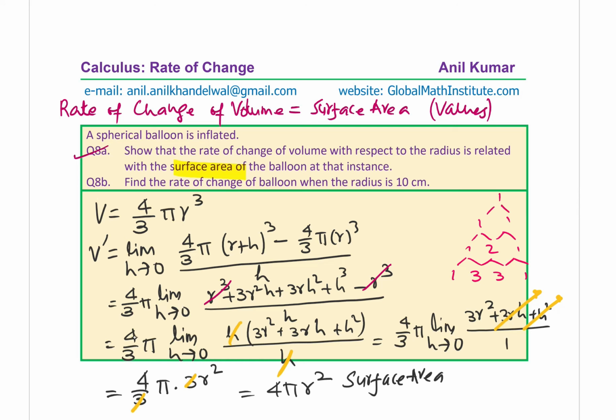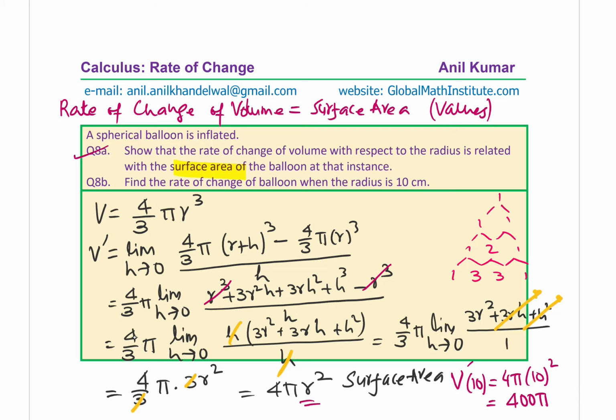So just plug in 10 here, correct? So we get the value of rate of change for 10 will be 4 pi 10 square, correct? Which is 100. So we get 400 pi. You could also multiply by 3.14 and get your answer, but that's good enough. So and the units will be centimeters, I think we're talking about.